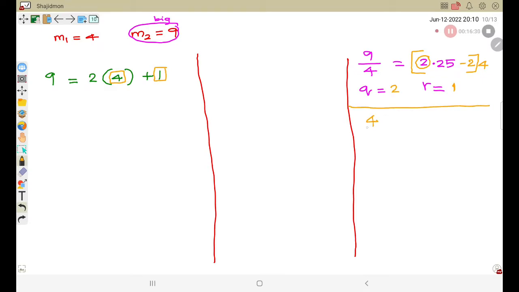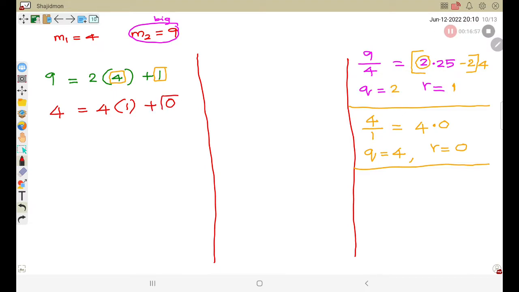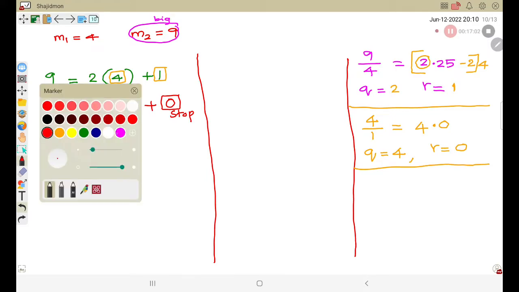So 4 is the bigger number, divided by the smaller number, 4 divided by 1, that is 4. 4 means 4.0, there is no point part. So the quotient you get is 4 and the remainder is 0, because there is no decimal. So how can we write that equation here? That means 4 equals 4 times divisor 1 plus remainder 0, correct. Now once we reach 0, we stop here.